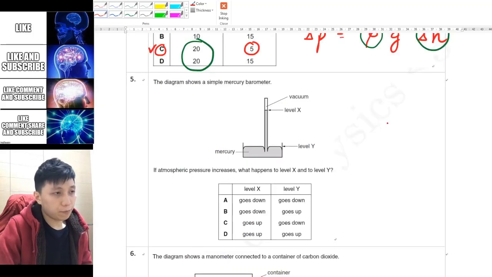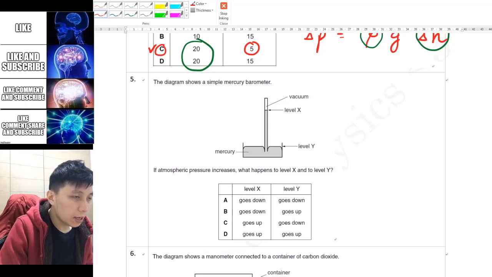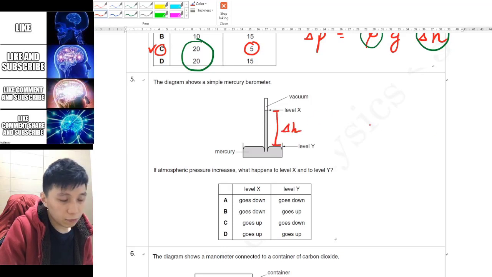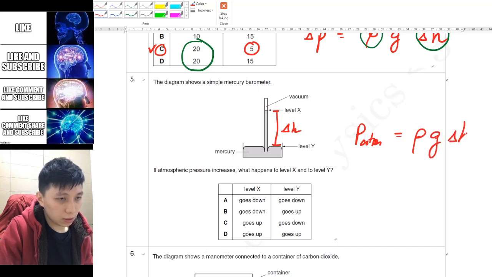Question 5, barometer. Again, you have to recall the relevant equation. You should recall that if this is delta H, then it will be related to the atmospheric pressure minus 0, because this is vacuum, right? If you don't like to write, that's fine too, because it's an MC. It will equal to rho G delta H.